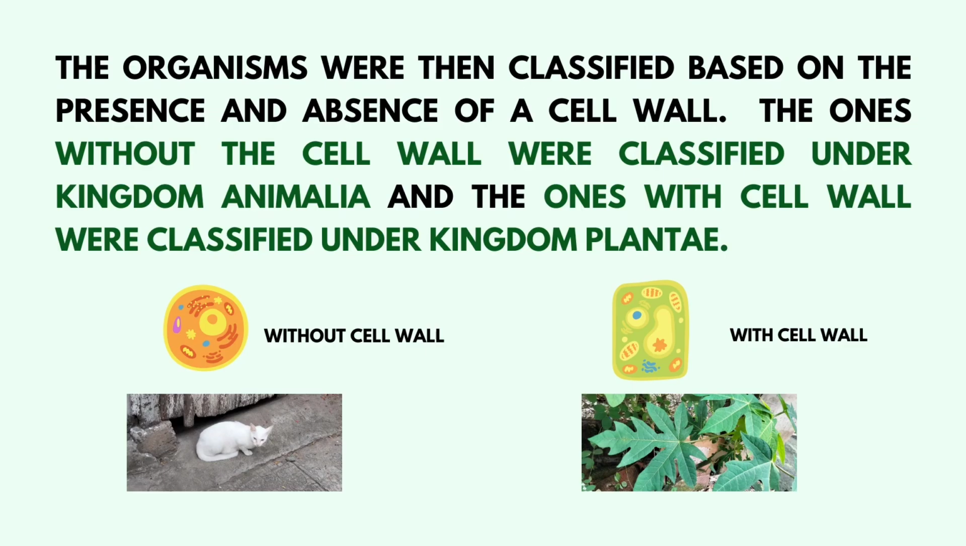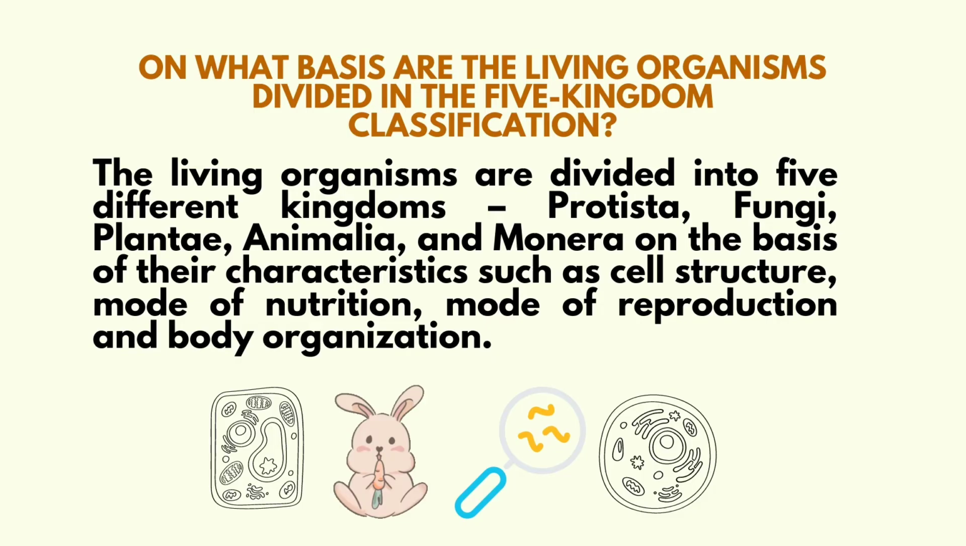The organisms were then classified based on the presence and absence of a cell wall. The ones without the cell wall were classified under the kingdom Animalia, and the ones with the cell wall were classified under the kingdom Plantae. So on what basis are the living organisms divided in the five kingdom classification? The living organisms are divided into five different kingdoms: Protista, fungi, Plantae, Animalia, and Monera on the basis of their characteristics such as cell structure, mode of nutrition, mode of reproduction, and body organization.